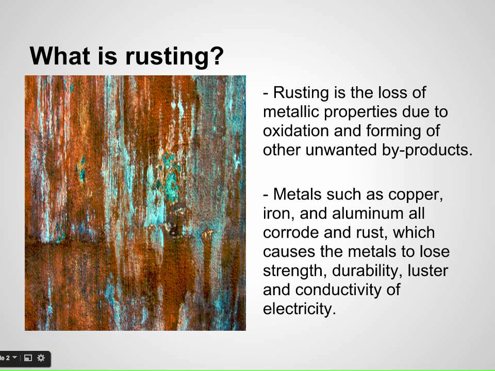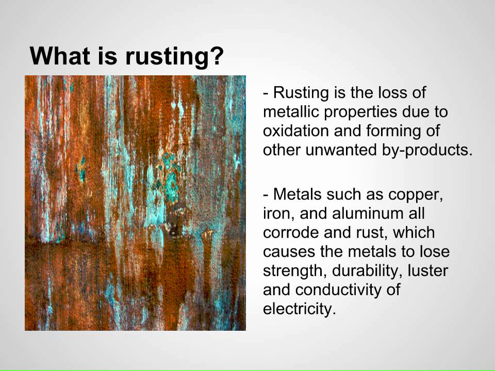Rust. So, what is rusting? Rusting is the loss of metallic properties due to oxidation and forming of other unwanted byproducts. Metals such as copper, iron, and aluminum all corrode and rust, which causes the metals to lose strength, durability, luster, and conductivity of electricity. The actual rust is the reddish-brown flakes formed that adhere onto the metals.